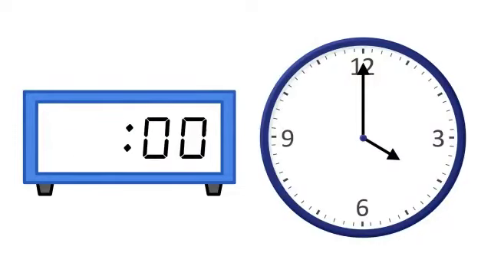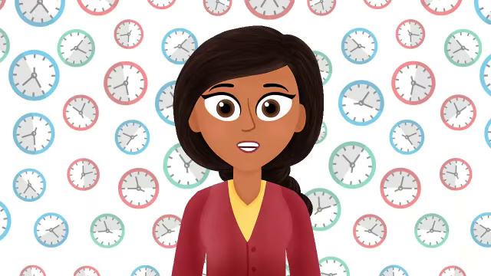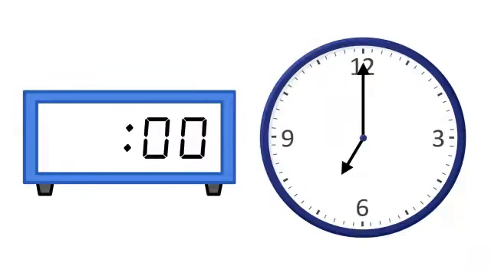Yay! Let's start with round 1. Desmond, what time does the analog clock read? 4 o'clock. Correct, it's 4 o'clock. Okay, let's move on to round 2. Here's your next clock. Desmond, what time does the analog clock read? 7 o'clock. That's right, it's 7 o'clock.